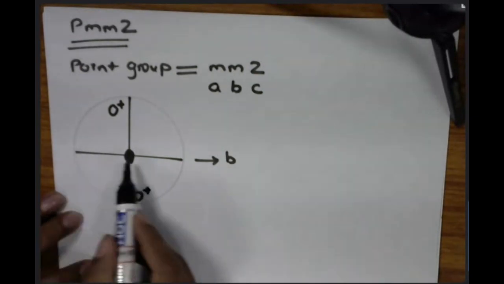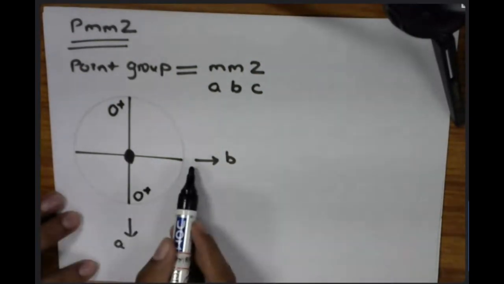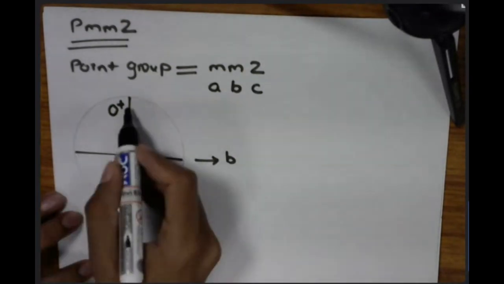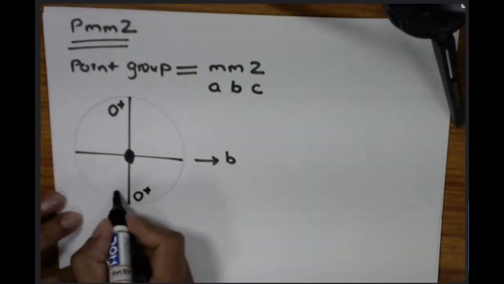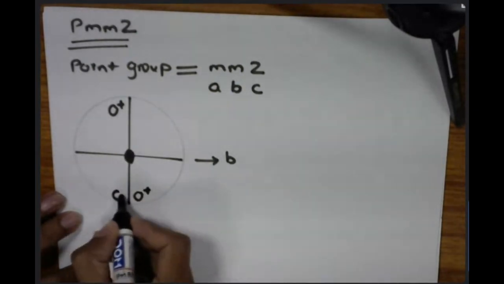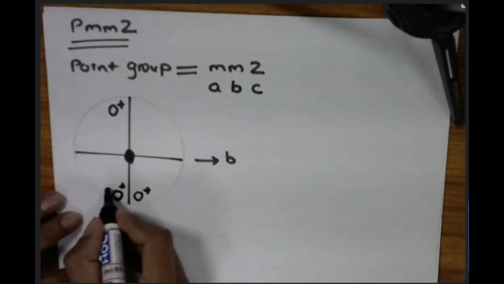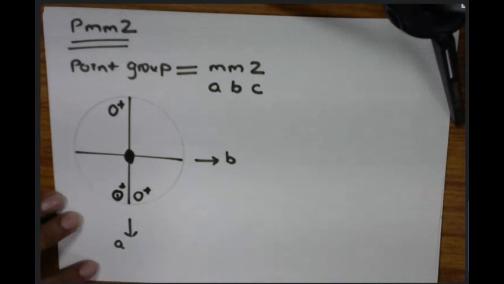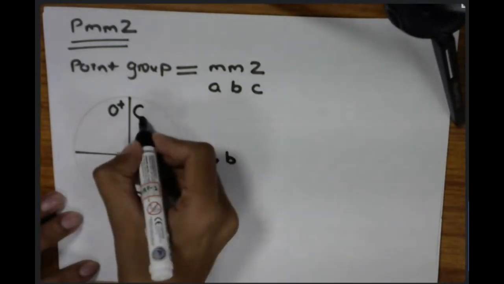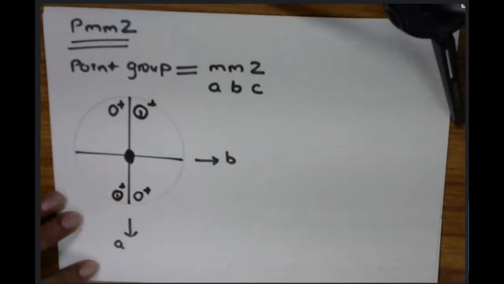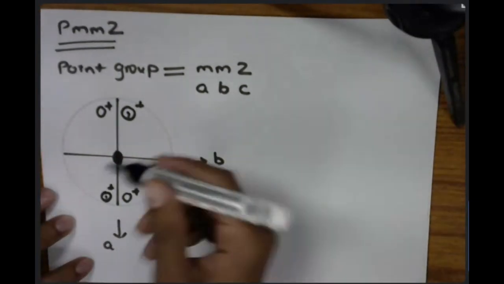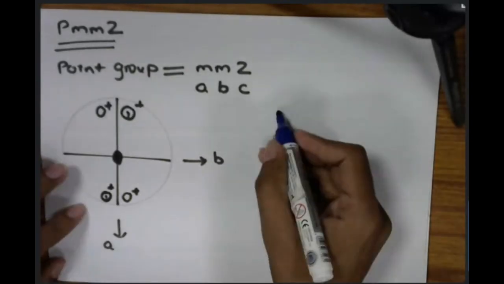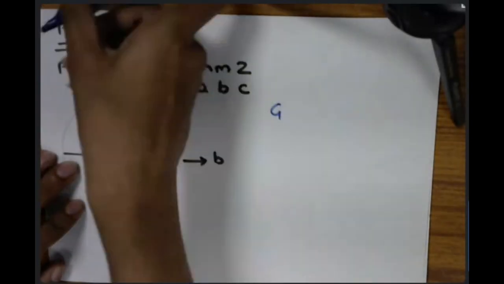Now, let's see what this mirror is going to do. Perpendicular to the B there is a mirror, and perpendicularly there is another mirror. So let's take a mirror about this. What will we get? It will remain plus, but the handedness will change, so we'll write it something like this. Again, it will remain plus, but the handedness will change. We'll write it something like this. So this is what it is producing. This is just the point group. Now let's draw the general position diagram.